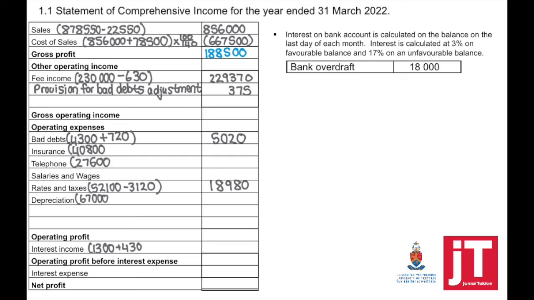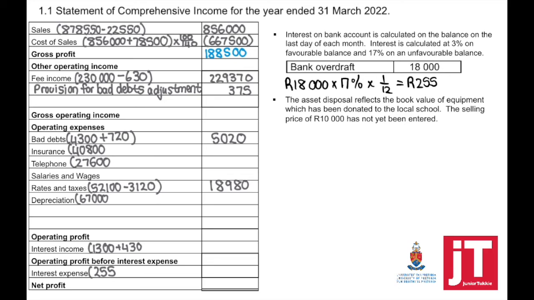Interest on bank account is calculated on the balance on the last day of each month. Interest is calculated at 3% on favorable balance and 17% on unfavorable. We had a bank overdraft. 17% for 1 month means my interest on bank overdraft is 255. That forms part of your interest expense.